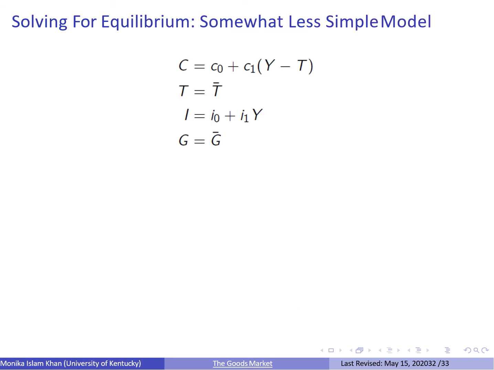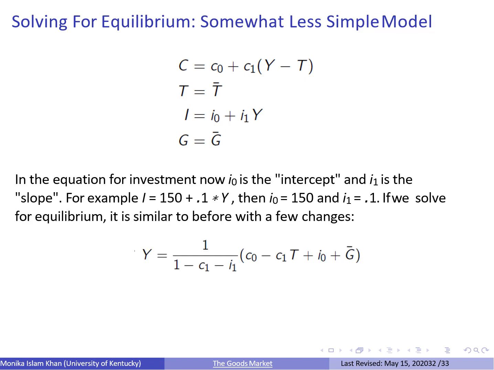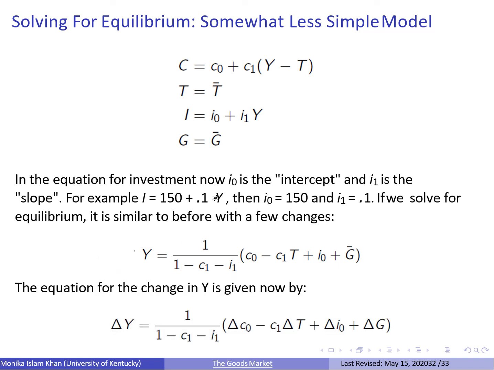Now let's look at a somewhat less simple model. In this model, taxes are exogenous, government spending is exogenous, but the only change is that investment here is endogenous. Evidently, we have an equilibrium output that looks a little different from that of the last model. For the exam, you should learn how to solve for these equilibriums on your own. Now the equation for the change in Y would be given by this equation, where this and this, your change in tax and change in government spending, would be equal to 0 because these two are fixed.